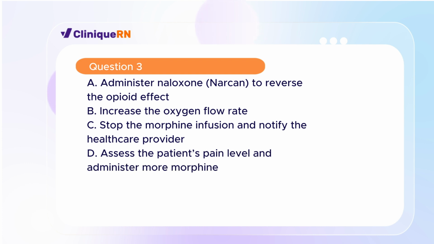A. Administer naloxone, Narcan, to reverse the opioid effect. B. Increase the oxygen flow rate. C. Stop the morphine infusion and notify the healthcare provider. D. Assess the patient's pain level and administer more morphine.